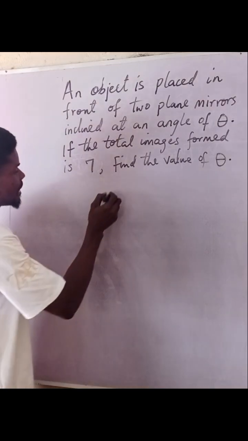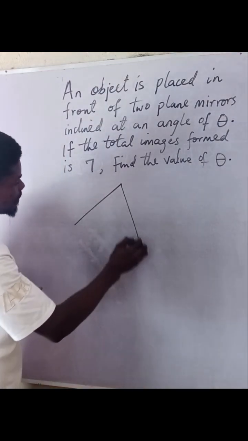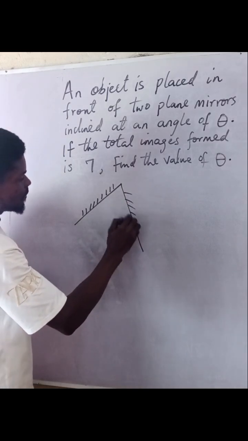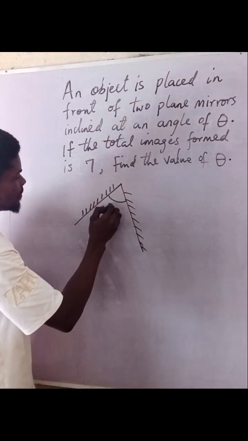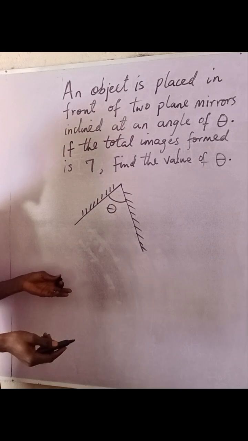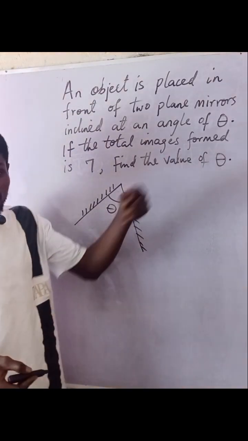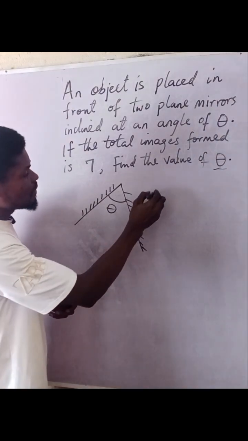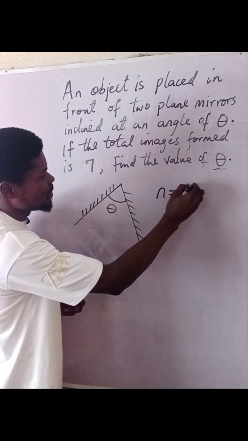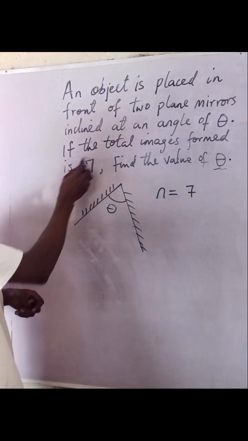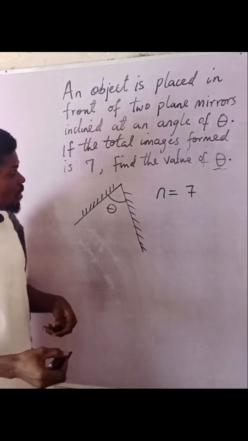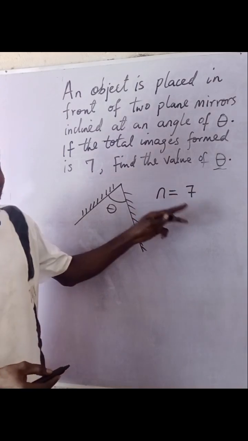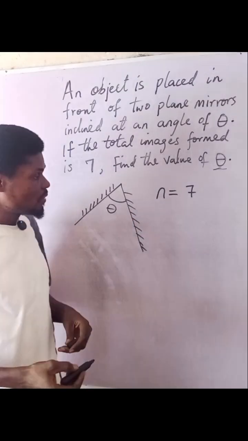All right, so let's say that we have a plane mirror inclined with another plane mirror at an angle theta. We don't know the value of the angle. As a matter of fact, that is what they asked us to find. They said we have to find the value of the angle, and here they have given us the number of images formed, 7 images. So we're going to use the simple formula for calculating the number of images formed when two plane mirrors are inclined at an angle theta.